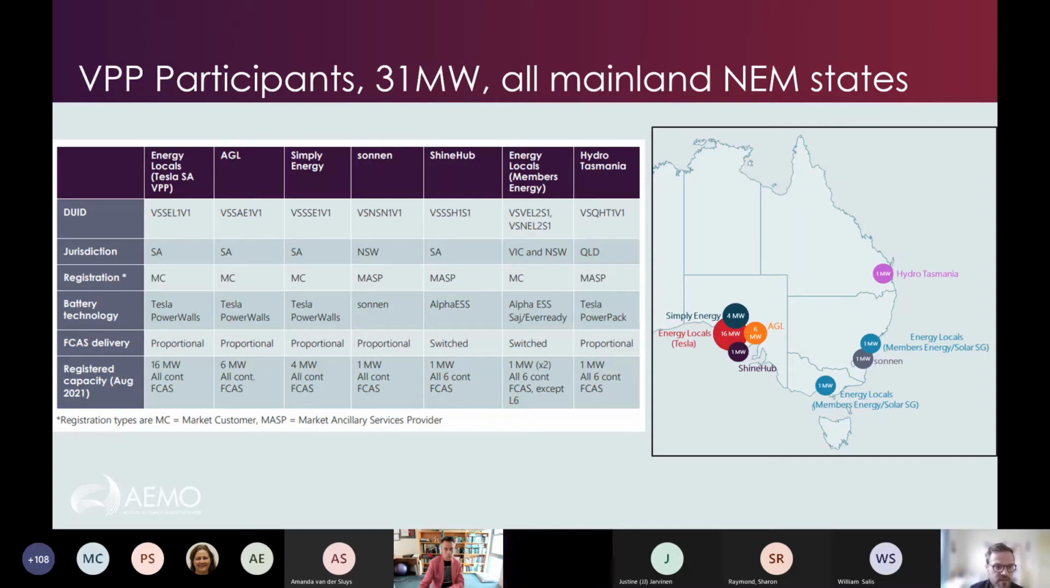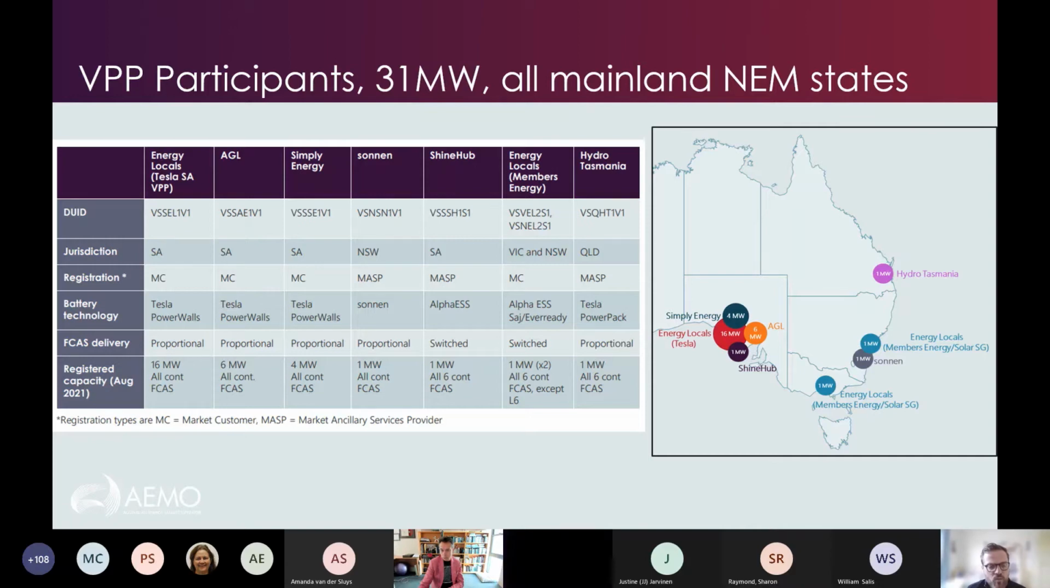You can see that we've got a mix of market customers, which is effectively retailers, and market ancillary service providers, which are basically third-party aggregators. They're not retailers, which is a good diversity.